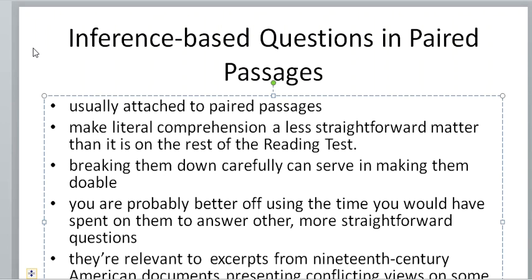Hello again. In this part of the video, we're going to discuss inference-based questions in paired passages. We already know that on the SAT evidence-based reading test, we have 5 passages, one of which is a paired passage. A paired passage consists of 2 passages that are talking about the same topic, and the questions associated with this type of passage have to do with the organization of the passage, the relationship between one paragraph and another, and the relationship between the 2 passages.